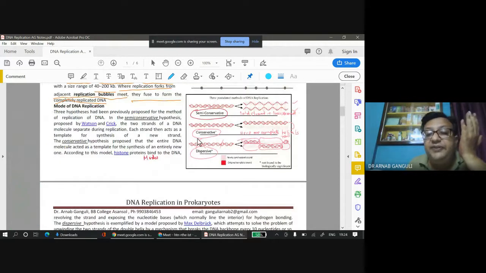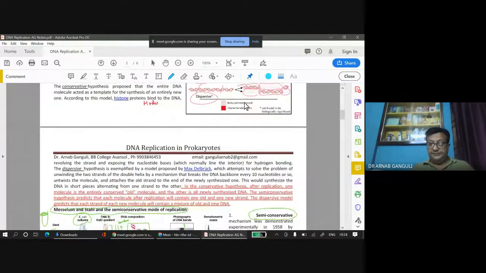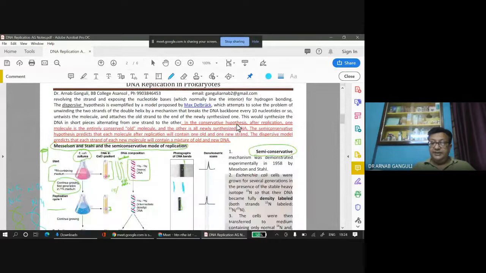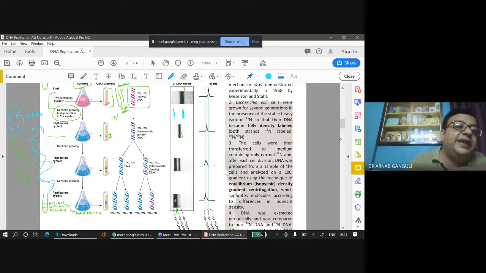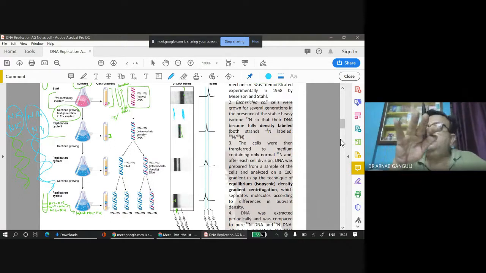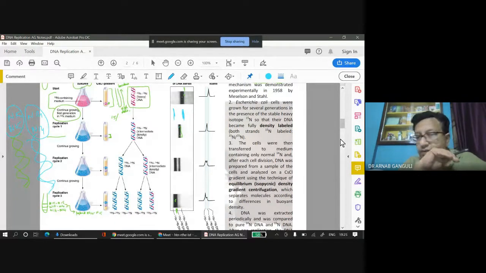Dispersive, look, 50-50 is mixed here. Semi-conservative also has mixing, but in conservative the two do not mix. So if it was conservative, then you would have seen two bands, but you don't see two bands, you see only one band. So conservative was ruled out, it is not conservative.